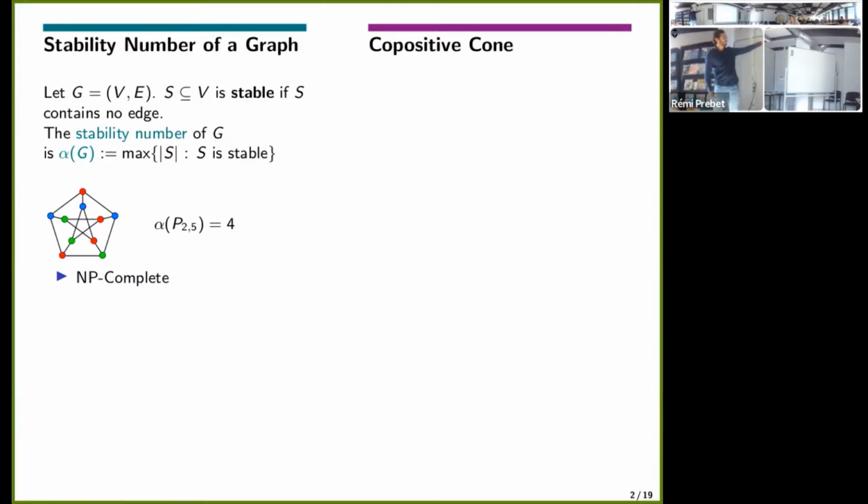For example, in the Petersen graph, the stability number is 4, and you can check that the red set is stable, and you cannot find a stable set of size 5. One way to see that is in the 5-cycles: the stability number of a 5-cycle is 2. Computing the stability number is an NP-complete problem, and we would like to study some approximations for this.